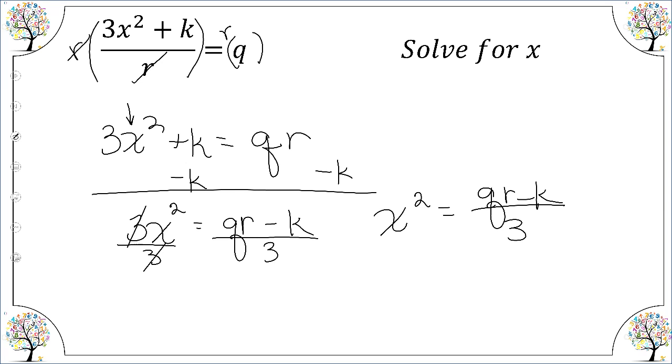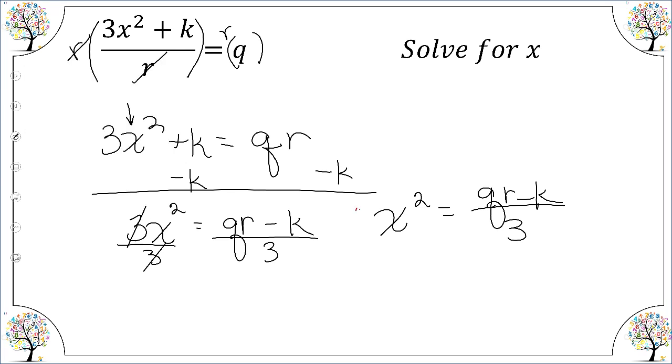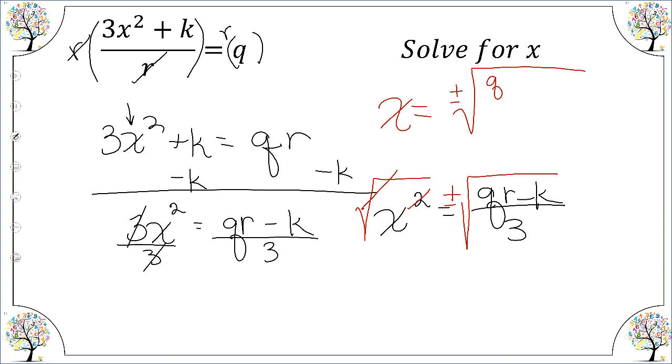Then I'm going to take the square root. When I take the square root, don't forget the positive and negative. So my final answer is x equals positive or negative, making sure everything's up underneath the radical. And there we go. Okay, next.